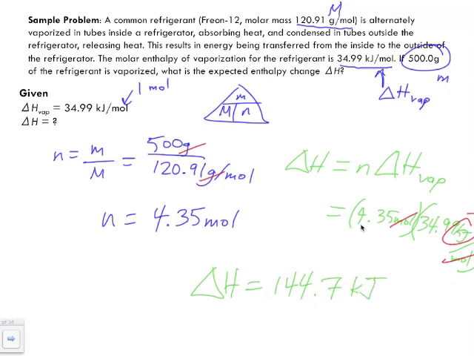kilojoules. The least number of significant digits is 4, so we also want to make sure that our answer has 4 significant digits. Therefore, the enthalpy change of the refrigerant when it undergoes vaporization is 144.7 kilojoules. Because the refrigerant vaporizes by absorbing heat, this is going to be positive, so it's endothermic. The Freon is going to be absorbing this amount of heat with 500 grams of the Freon 12.